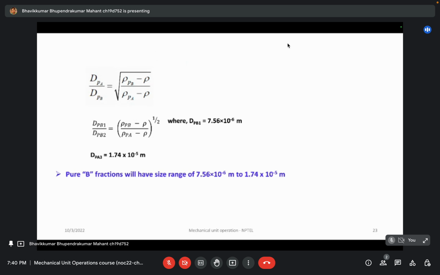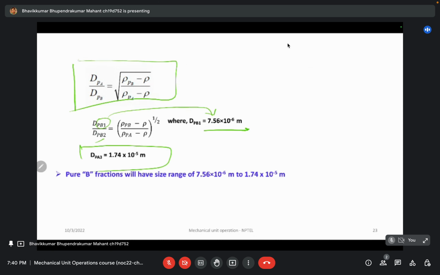Now you have to go for the B particle. So B particle is the light particle, so you have to go for DPB1 and DPB2. Now the lightest particle size is DPB1. You put 7.56 × 10^-6. You will get the value of the next larger particle for this size, which is 1.75 × 10^-5. And so you can see that your B fraction will have a size range of 7.56 × 10^-6 meter to 1.75 × 10^-5 meter.